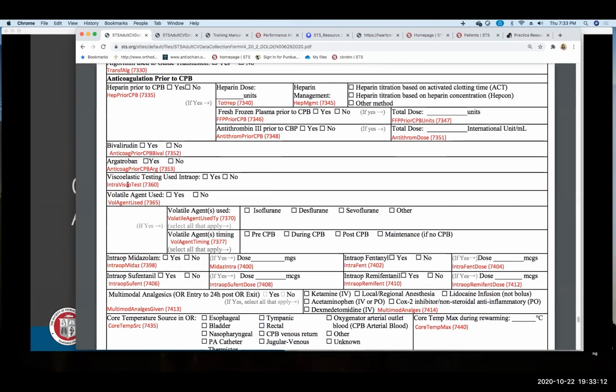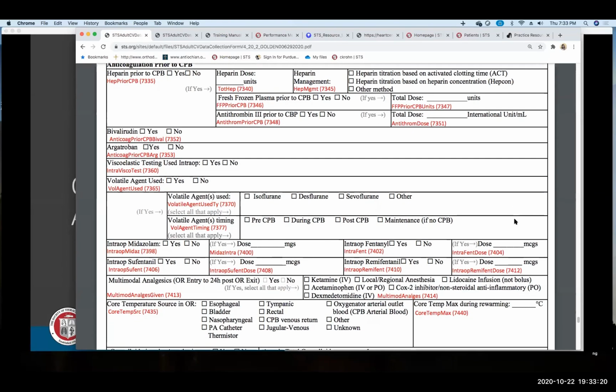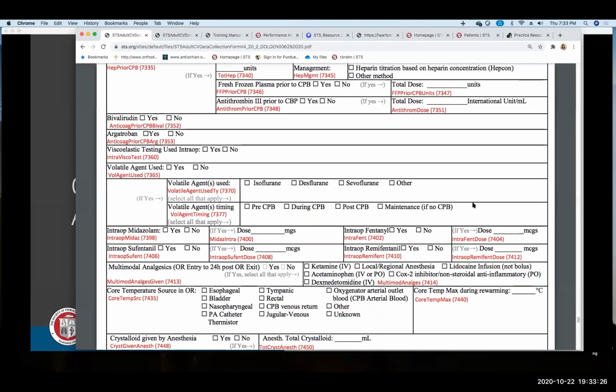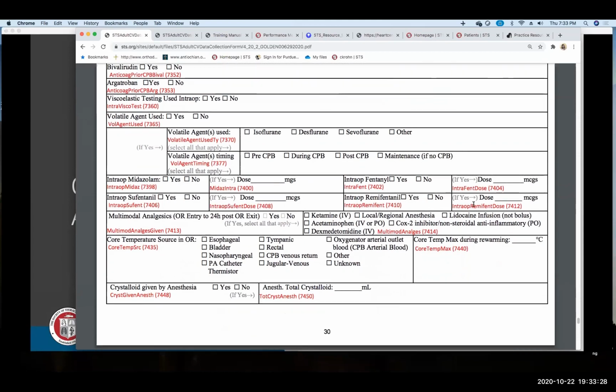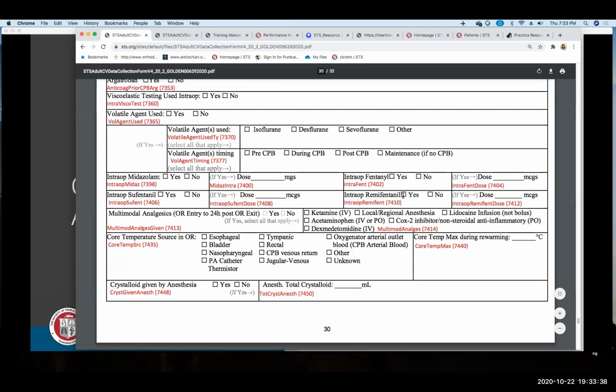And the viscoelastic testing, and whether a volatile agent was used, and if it was used, which one and when. This is a select all that apply, so you could select any agent that was used and any timing if you used it multiple times. We get into the sedation medications: sufentanil, Versed, fentanyl, and Remi. If these were used, what doses were used.